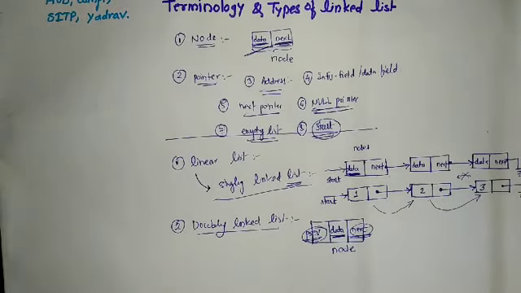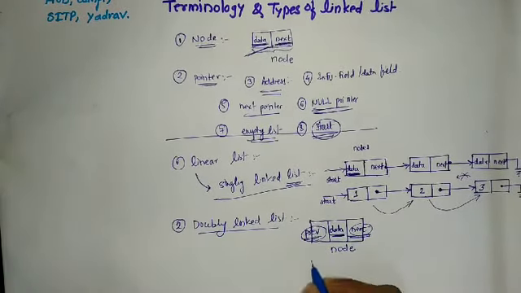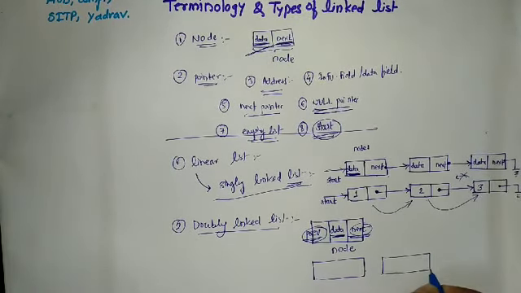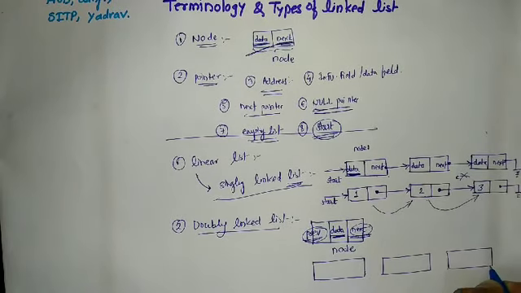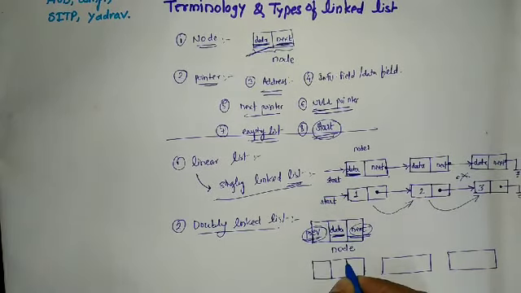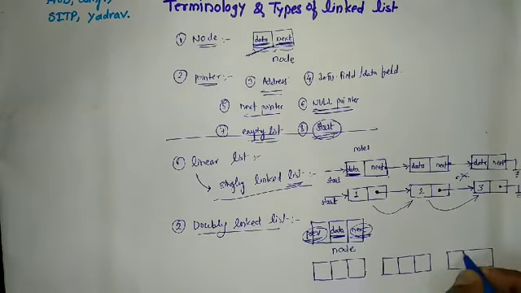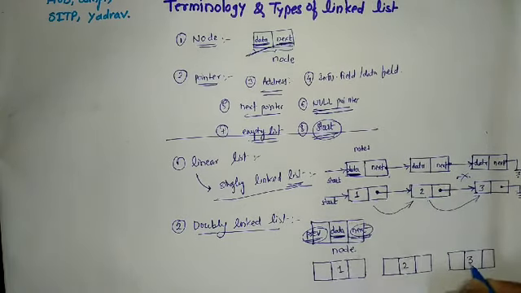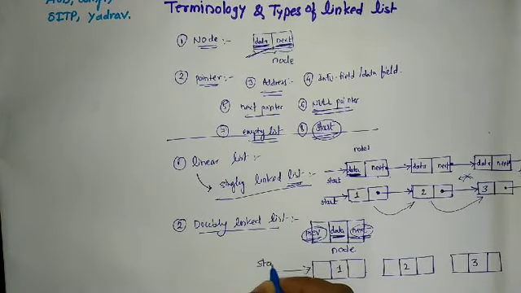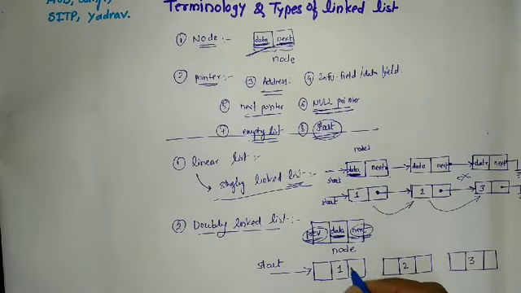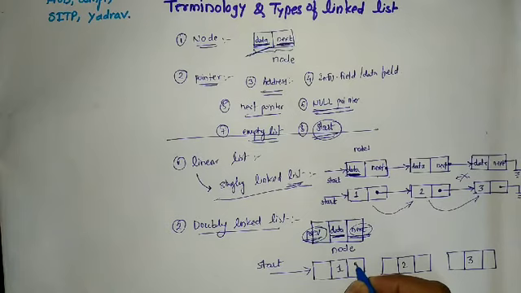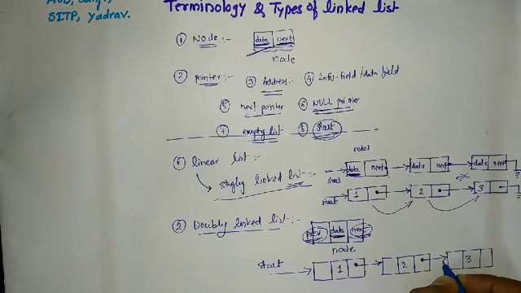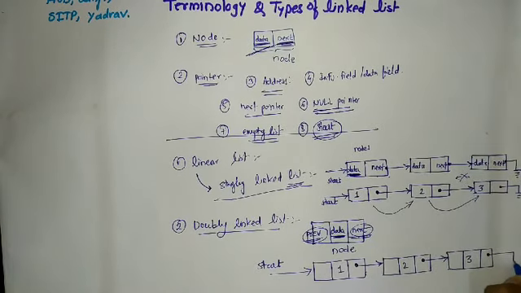So we'll check one simple example of a doubly linked list. Consider we have 3 nodes. This is the first node, this is the second node, and this is the third node. In a doubly linked list, each node is divided into 3 parts. In the data field, the actual data is stored. The first node is called the starting node. The next field of the first node stores the address of the next node. Here also it stores the address of the next node, and the last node stores null.